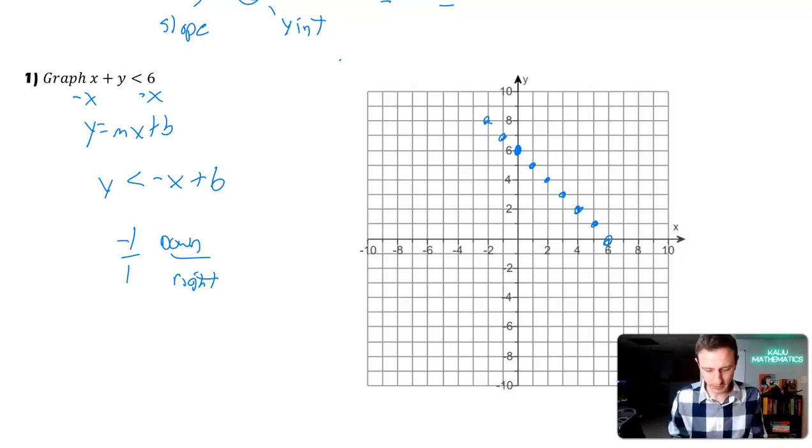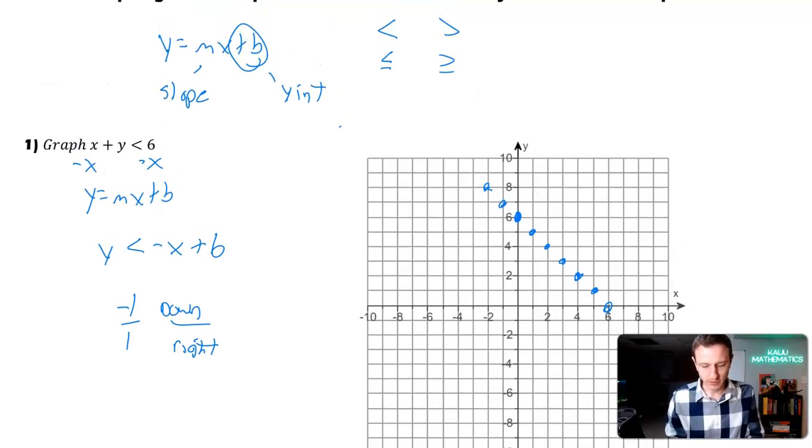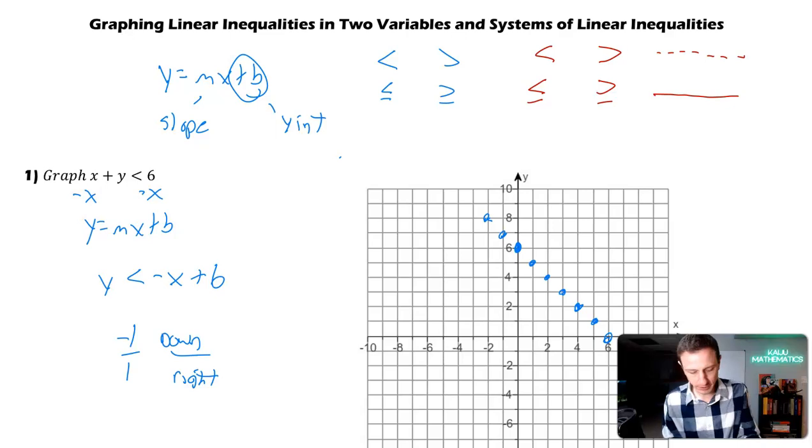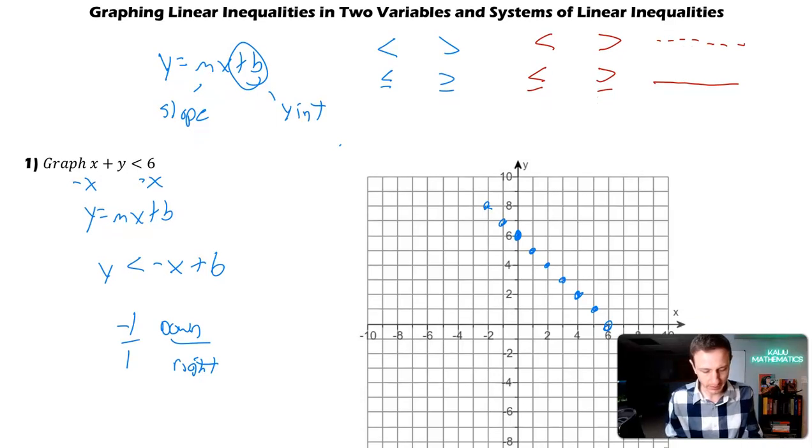So let's talk about the line that we could create. Since we have a strictly less than or strictly greater than inequality, we want to use a dotted line. If it was less than or equal to, or greater than or equal to, that means we're going to use a solid line. So in my scenario, where I have y is less than negative x plus 6, that is going to be a dotted line.